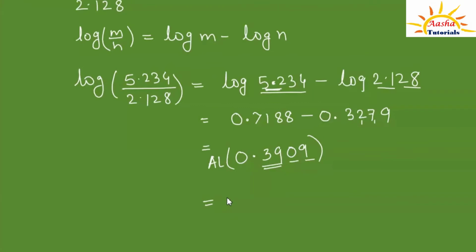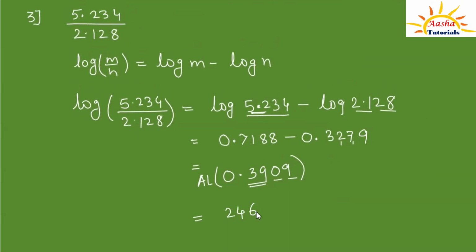So my final answer here is 2460. And where do I put the decimal point? Here you see the characteristic value is 0, to which if I add 1, I get positive 1. So let me write the decimal point after one digit. So my final answer here is 2.460. I hope you understood this. Let's take one more example so you get better insight in solving this kind of problem.